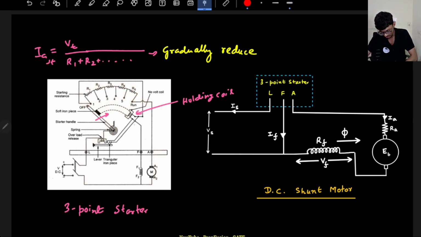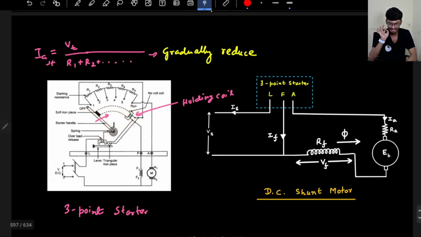Now you might have a question, sir, this spring is there just for producing the restoring torque. So if anything goes wrong, if the holding coil is de-energized anywhere, automatically it will leave the holding coil and come to the initial position. That's why this spring is there. Okay, we will see the working one by one.